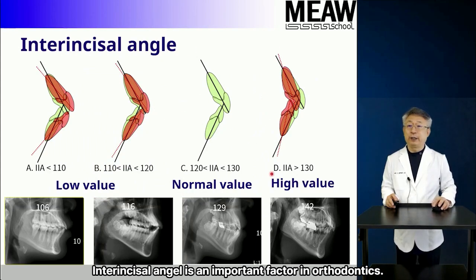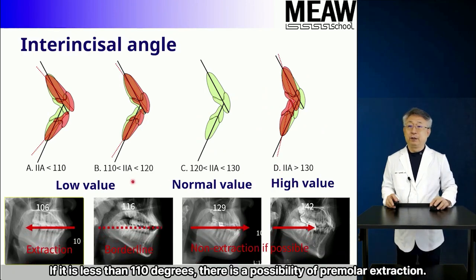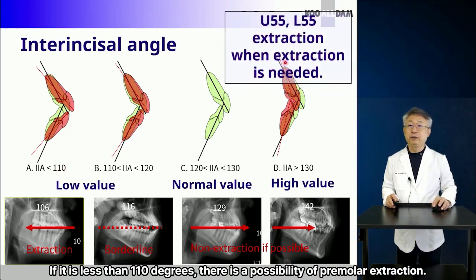Interincisal angle is an important factor in orthodontics. If it is greater than 130 degrees, non-extraction treatment should be carried out if possible. If it is less than 110 degrees, there is a possibility of premolar extraction.